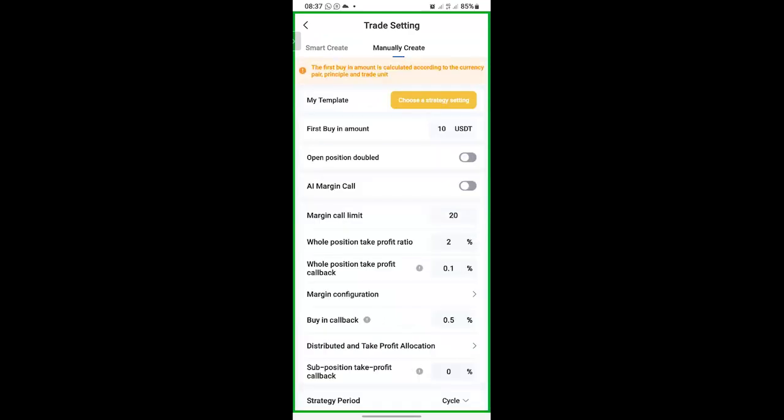Then we've got the manual create. This is where we concentrate. This is where we put our settings. This is the power of RoyoQ. When you understand this section, you're good to go. You're going to make money. So this is where we set everything. This is where we instruct the bot.